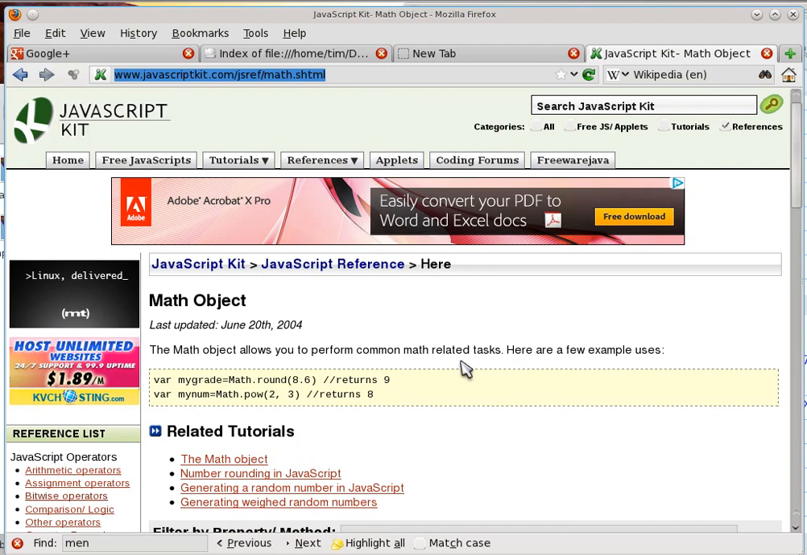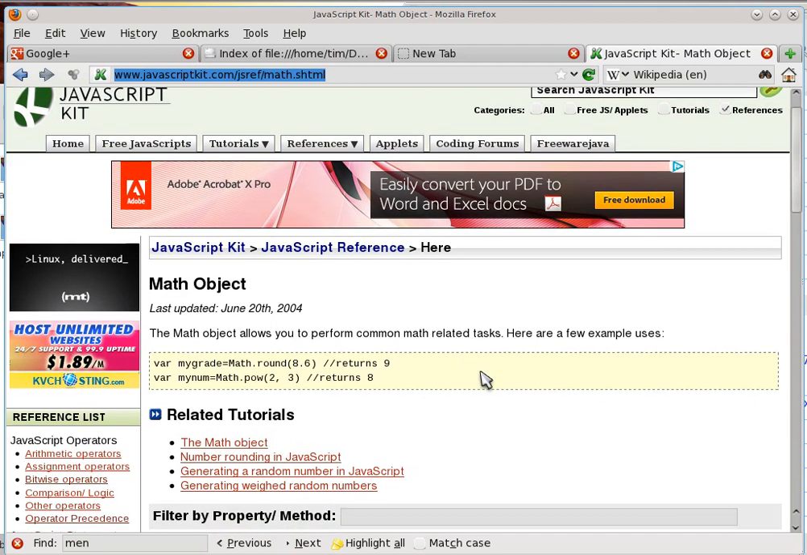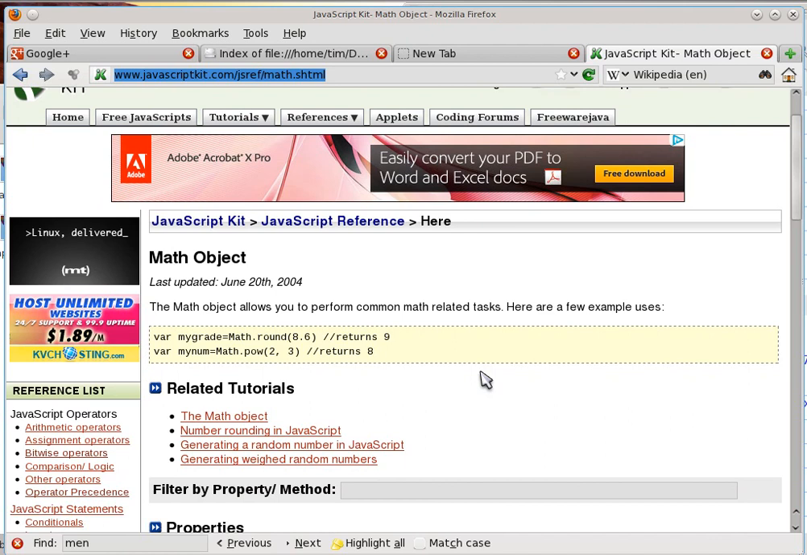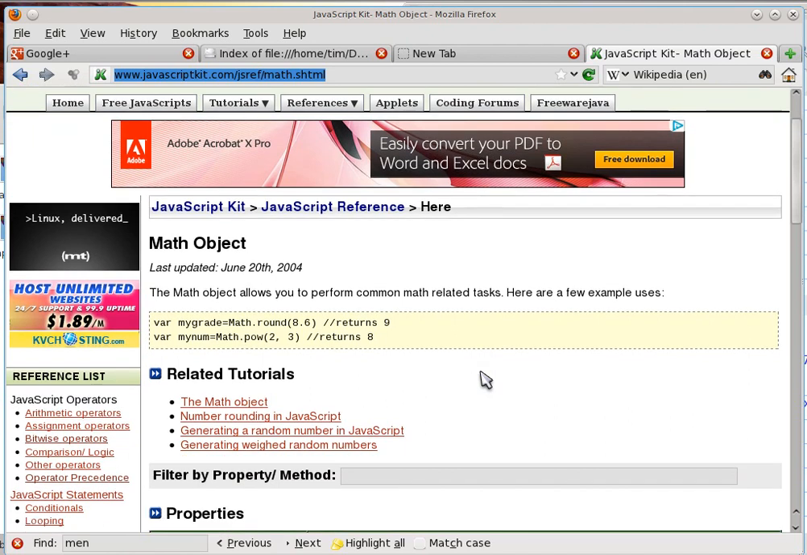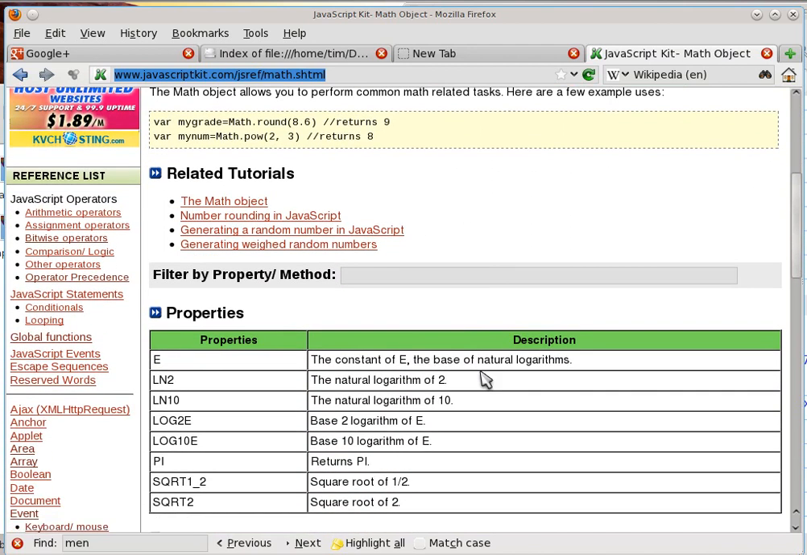I've just found that this is one of the nicest places on the web in terms of having tutorials and ways of finding the information you need. They generally give examples of virtually everything. I'd like to go through some of these and give you an idea of what it all means. So, first of all, the math object has some properties.